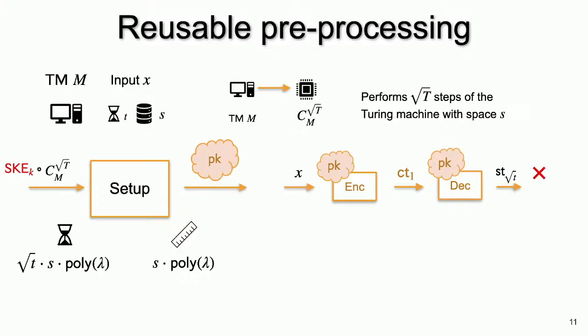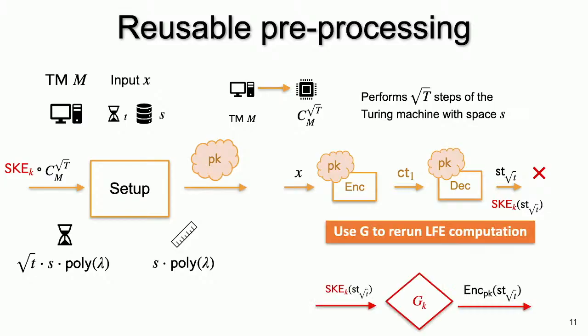Throw encryption on top. This is the most natural strategy. You don't want to reveal the state, so I'll encrypt it. So now imagine that the function that I'm trying to compute is some symmetric key encryption. Okay, so what will I get out? I'll get out symmetric key encryption of state square root t. But now I'm sort of stuck, right? I need to get all the way to state of t. So how do I do this?